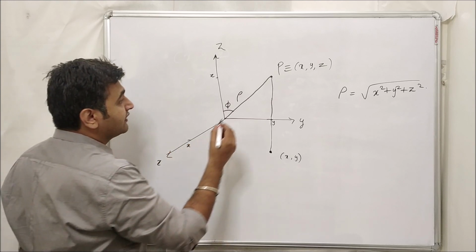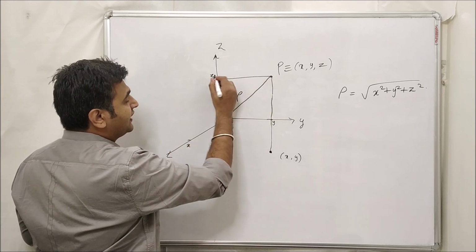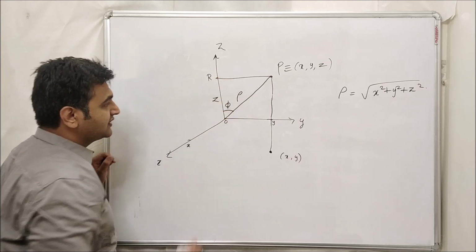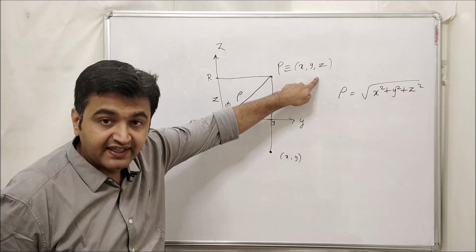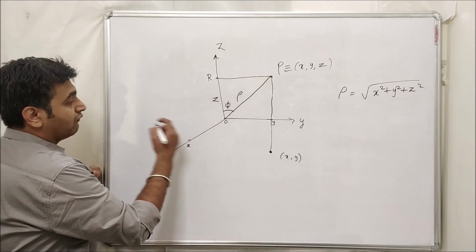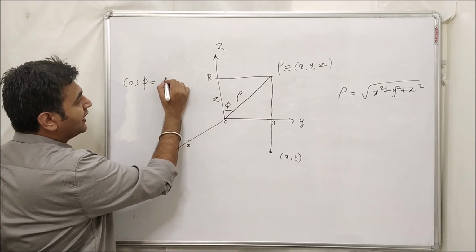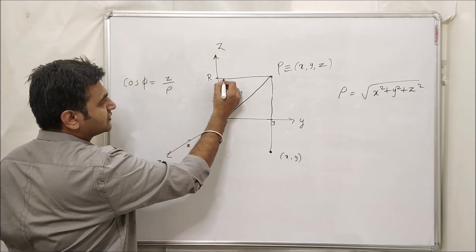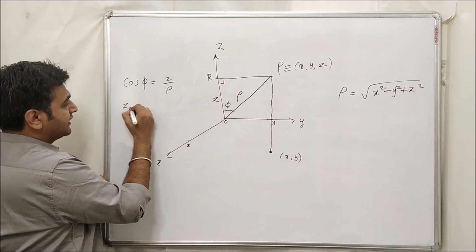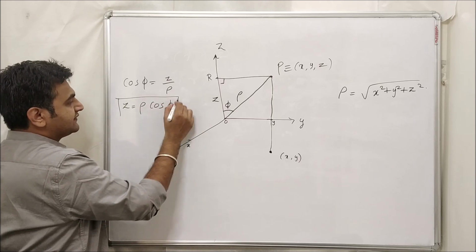From here one can easily see, if you concentrate over here on OP, and if I call this R, I know that this distance is Z units. So in triangle OPR, what is my cos of phi? My cos phi is nothing but adjacent upon hypotenuse, because this is 90 degrees. So what is my Z? It is rho cos phi. So this is the transformation for Z.